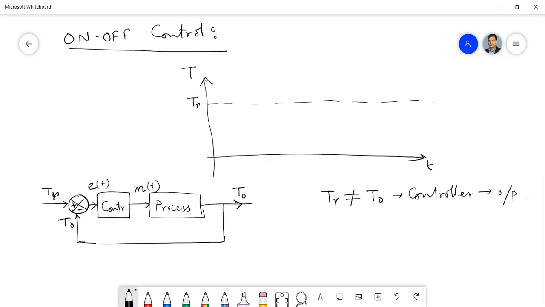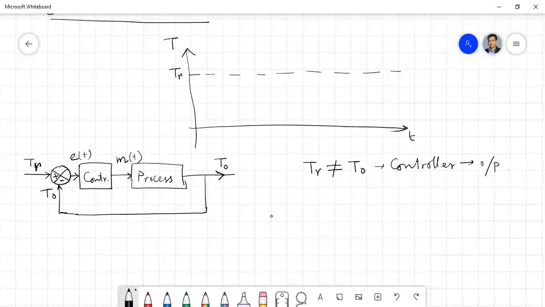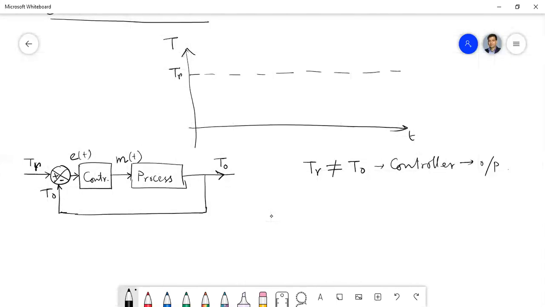Now, in case of this controller, we can use different types of controller. For this particular case, I am discussing only the on-off controller. So that means my controller has two discrete outputs. Either it can switch something on, or it can switch it off. So it has only two states.